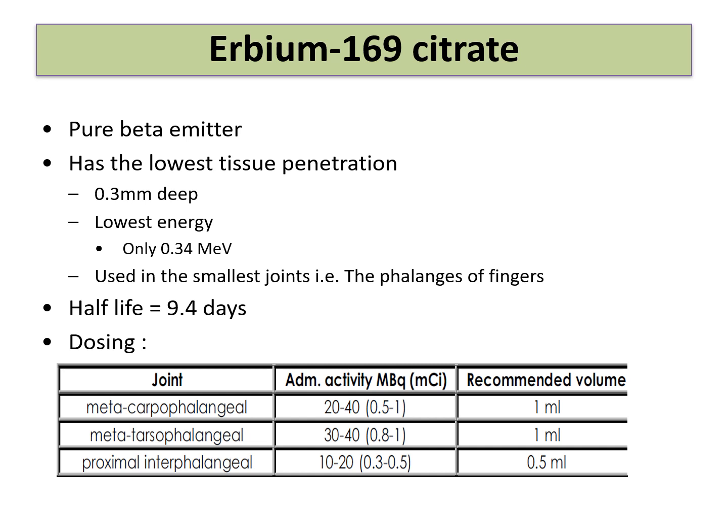So our first radiopharmaceutical is the erbium 169 citrate. It is a pure beta emitter. It has the lowest tissue penetration, about 0.3 millimeter deep. It has the lowest energy of all, only 0.34 MeV. It has been used in the smallest joints, the phalanges of the fingers. So it's a small joint that we have in our body. The half-life is about 9.4 days. The dosing is according to the table I gave you all.